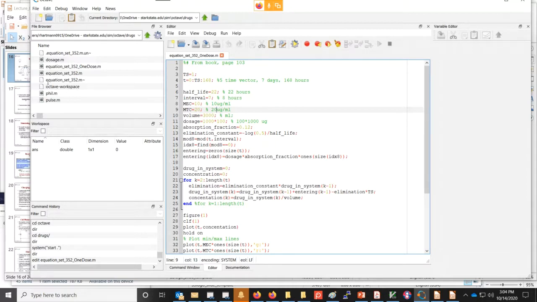You've got to pay attention to the units in any system you're working with. When you start multiplying or dividing, you have to match the units. That's very important. Our minimum effective and maximum therapeutic concentrations were given in micrograms per milliliter, and the volume is given in milliliters. So we've got the milliliters.